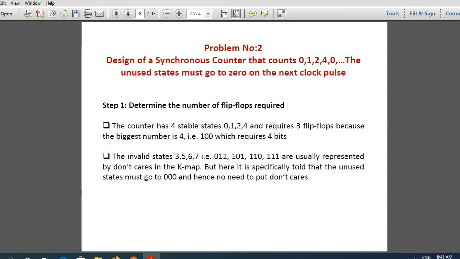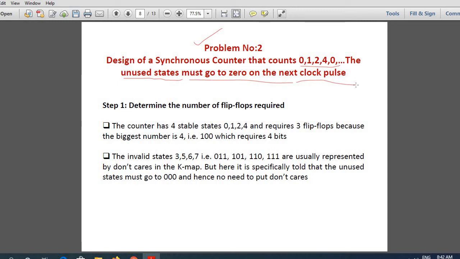Let's go to the second problem. Here we are going to design a synchronous counter that counts 0, 1, 2, 4, again 0, 1, 2, 4 and so on. And it's specifically told, so you should always listen to the question, that the unused states must go to 0 on the next clock pulse.